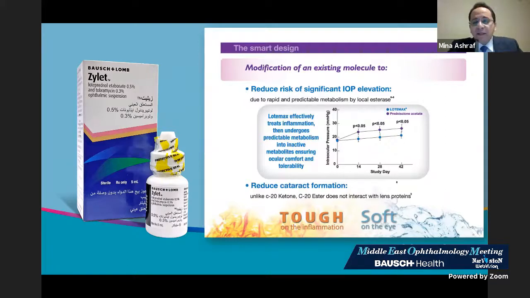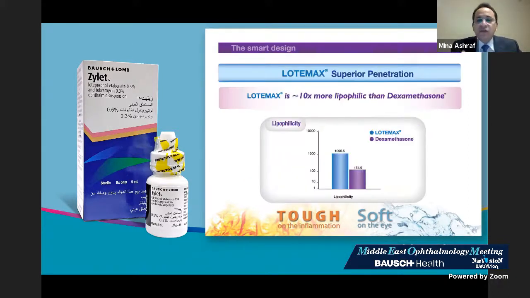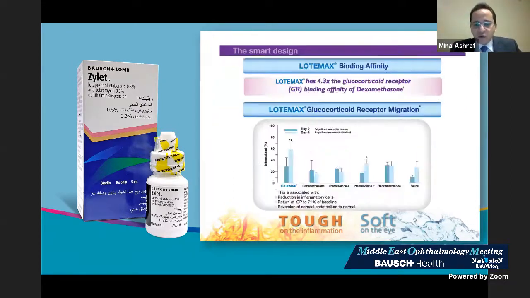And also loteprednol reduces the incidence of cataract formation, because unlike the C20 ketone, the C20 ester does not interact with the lens proteins. But not only the safety profile, loteprednol etabonate is also 10 times more lipophilic than dexamethasone, because esters are more lipophilic than ketones. So it has a higher degree of internalization into the cells, and its affinity towards the glucocorticoid receptors is improved.